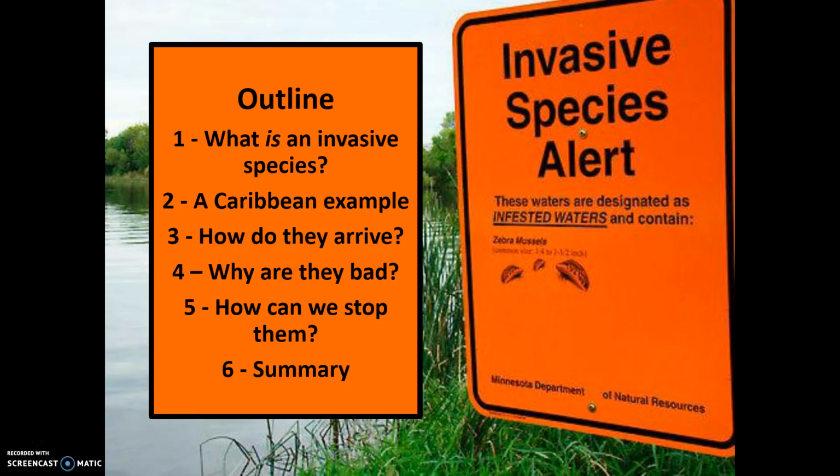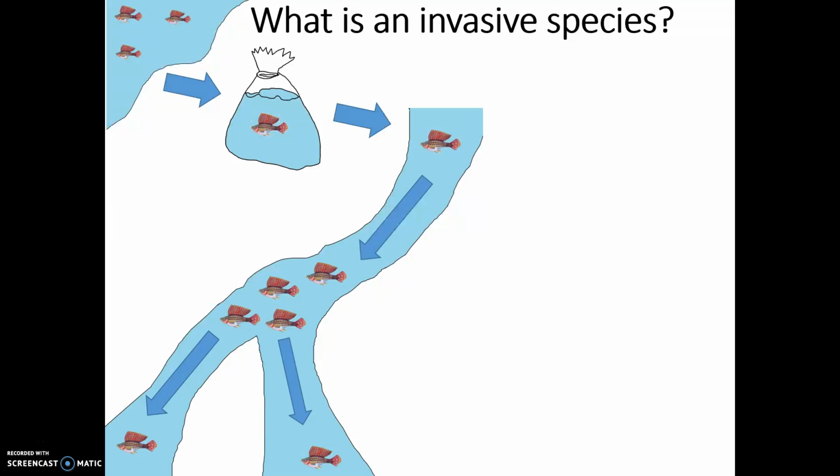So today, we'll begin by doing that, defining an invasive species. We'll then talk about one particular example from the Caribbean, which will be the lionfish. We'll talk about how invasive species arrive, why they are bad and if they're bad, how we can stop them, and then we'll summarise what we've learnt at the end. So, beginning with what is an invasive species.